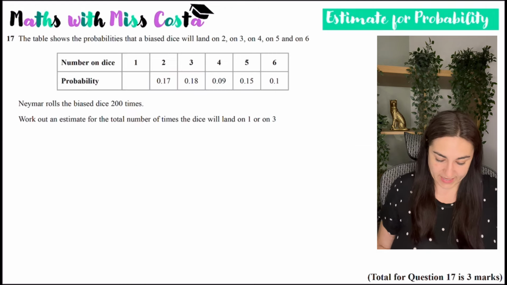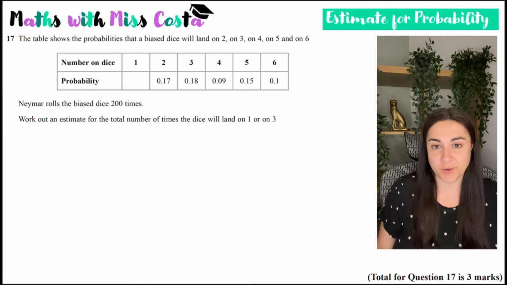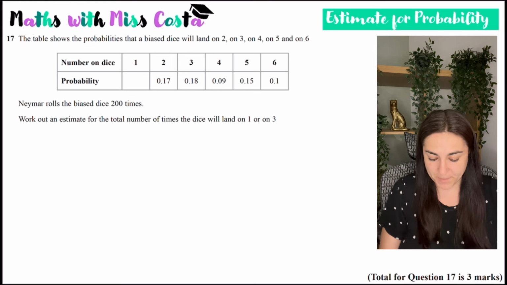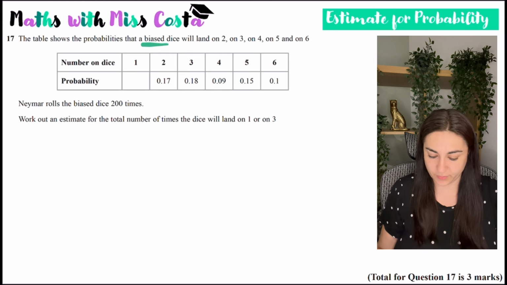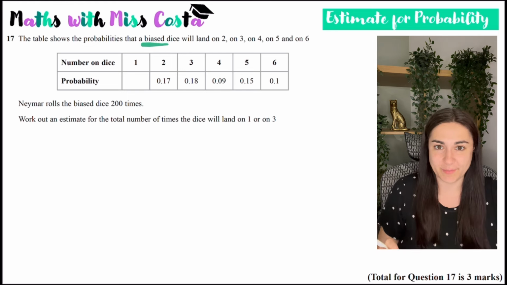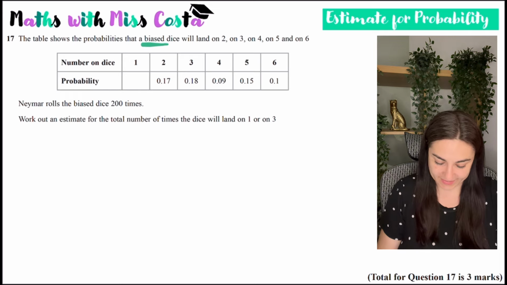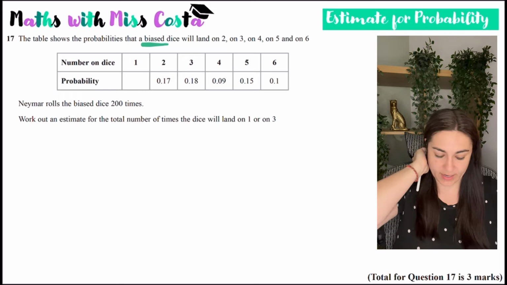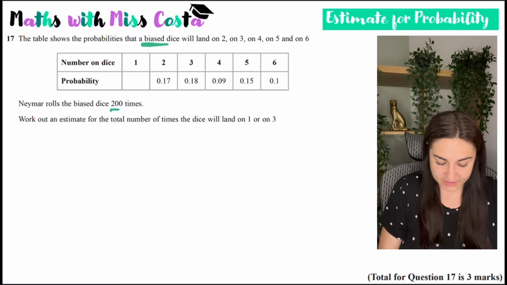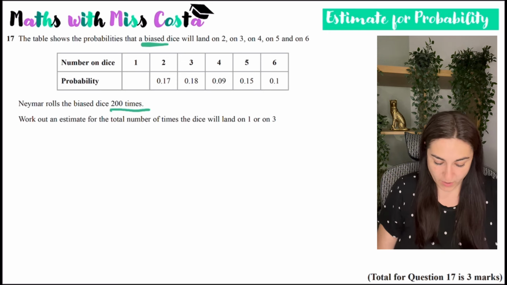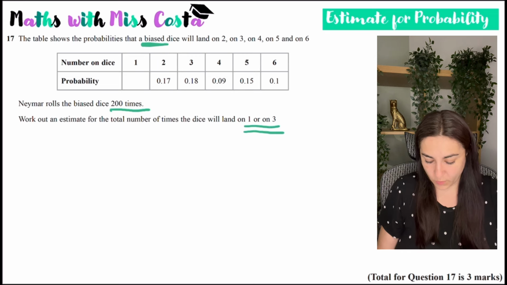Okay, over here I've got a probability question. I'm told that the table shows the probabilities that a biased dice will land on 2, 3, 4, 5 and 6. Now biased means that it might be slightly heavier on one side, so there's more of a chance that it lands on that side. So I'm told that Neymar rolls the biased dice 200 times. Work out an estimate for the total number of times the dice will land on a 1 or a 3.